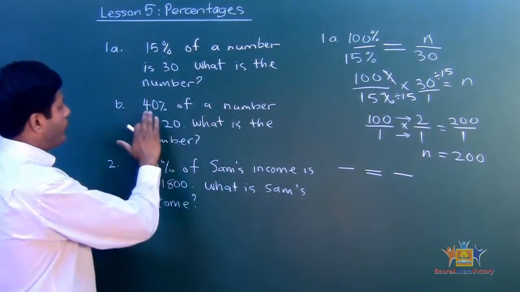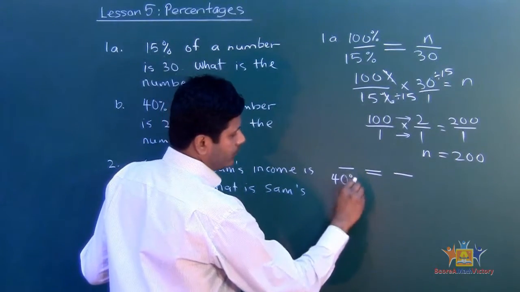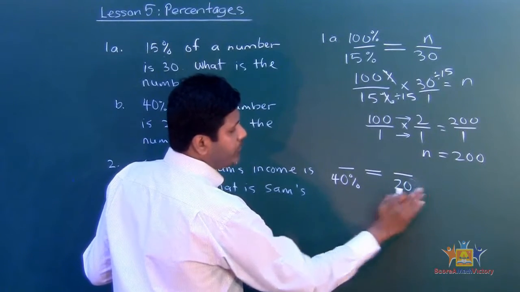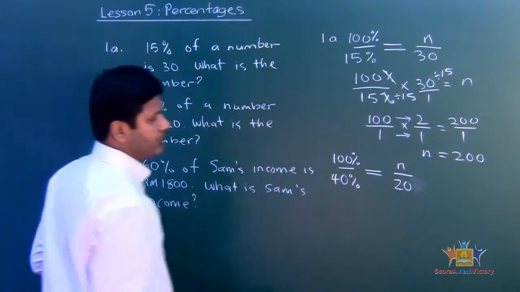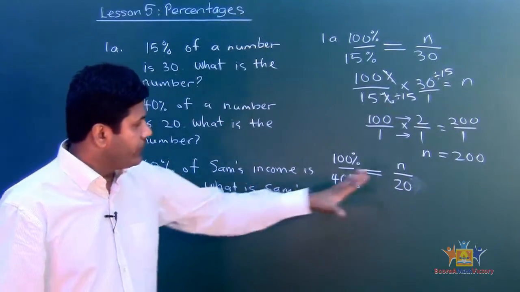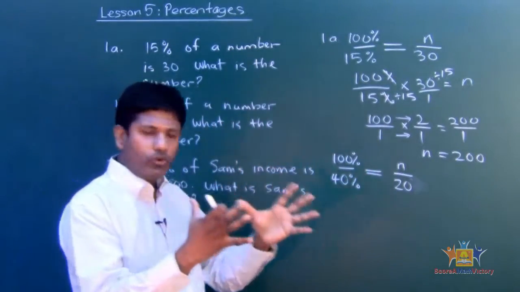So we know 40% is 20, so we're going to put 40% is 20. The 100% is the one we don't know, so we're just going to put n, a variable. We're looking for n. So n is the total.